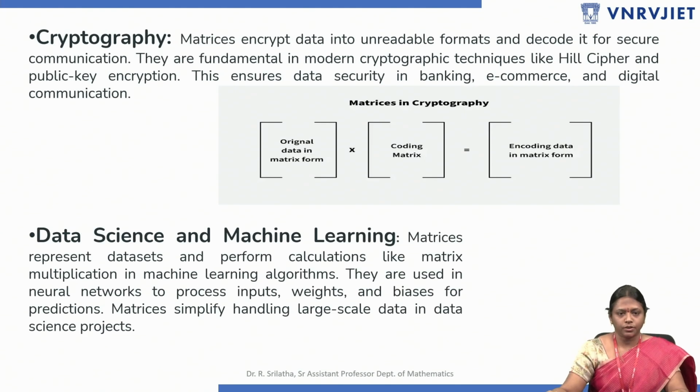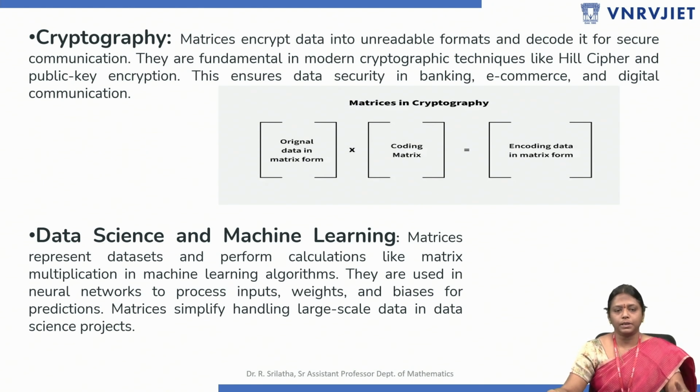The next application is cryptography. Matrices play a vital role in cryptography, in encoding and decoding messages through matrix multiplication and matrix inverses. Matrices encrypt the data into unreadable formats and decode it for secure communication. In our day-to-day life, everyone is using WhatsApp chats, and whatever information passes from one person to another is end-to-end encrypted. They are fundamental in modern cryptographic techniques like the Hill cipher and public key encryption, which ensure data security in the banking sector, e-commerce, and digital communication.